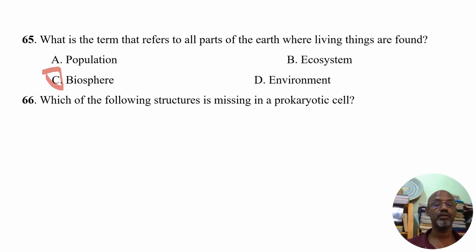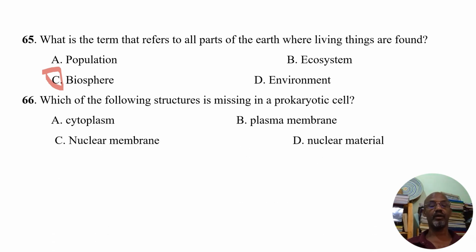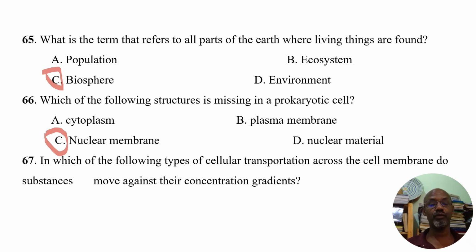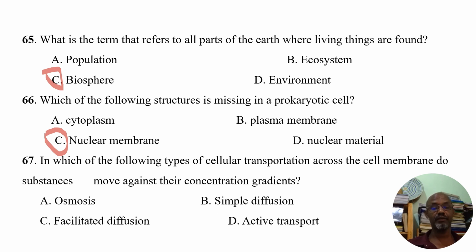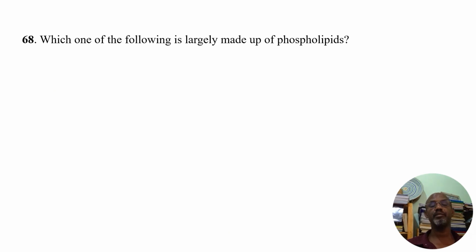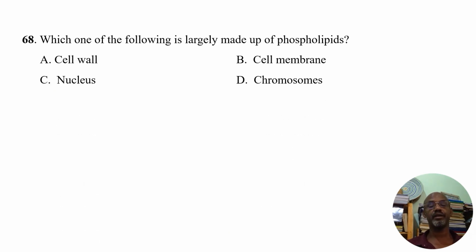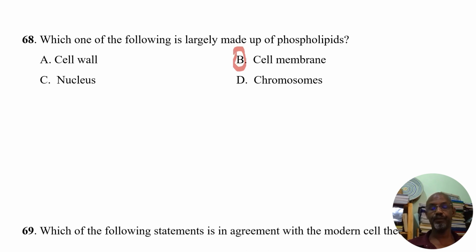And 66. Which of the following structures is missing in a prokaryotic cell? Of course, nuclear membrane. 67. In which of the following types of cellular transportation across the cell membrane do substances move against their concentration gradient? That is active transport, of course, which requires energy. Which of the following is largely made up of phospholipids? That is the cell membrane. Cell membrane is largely composed of phospholipids.